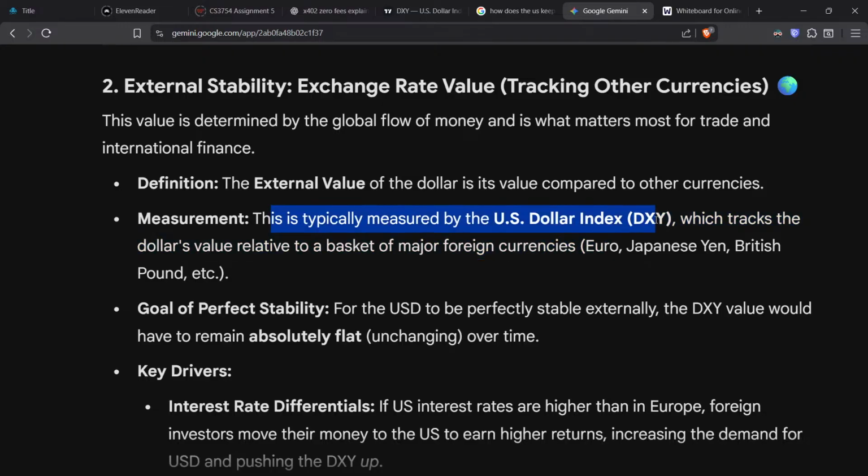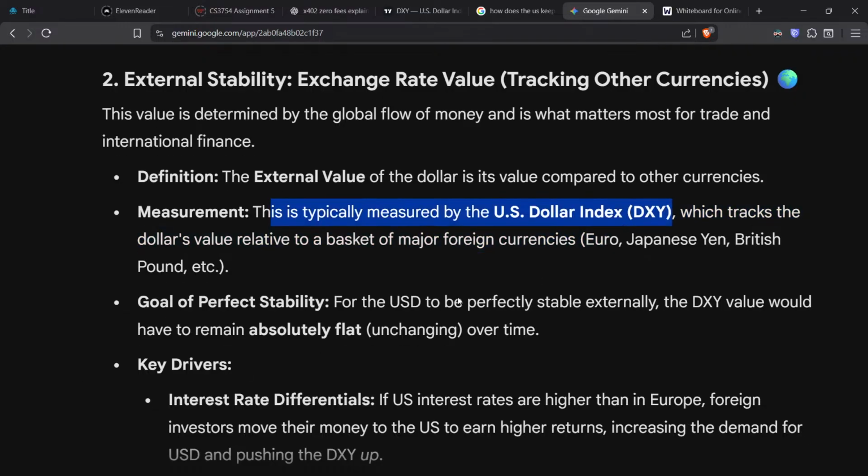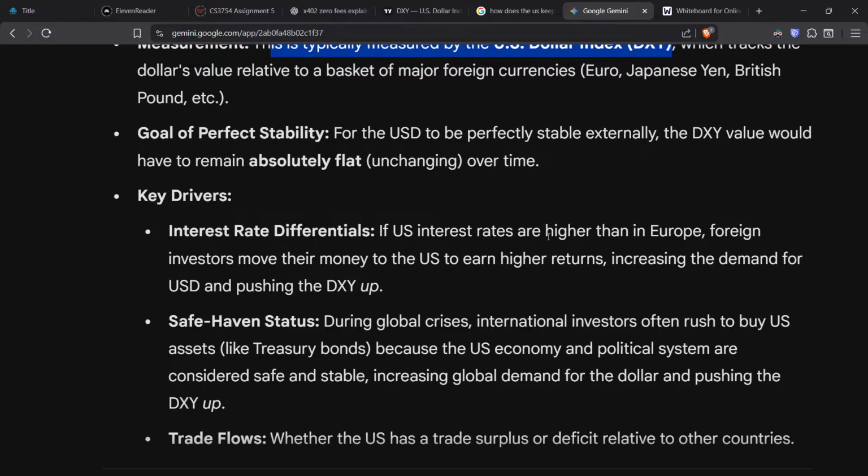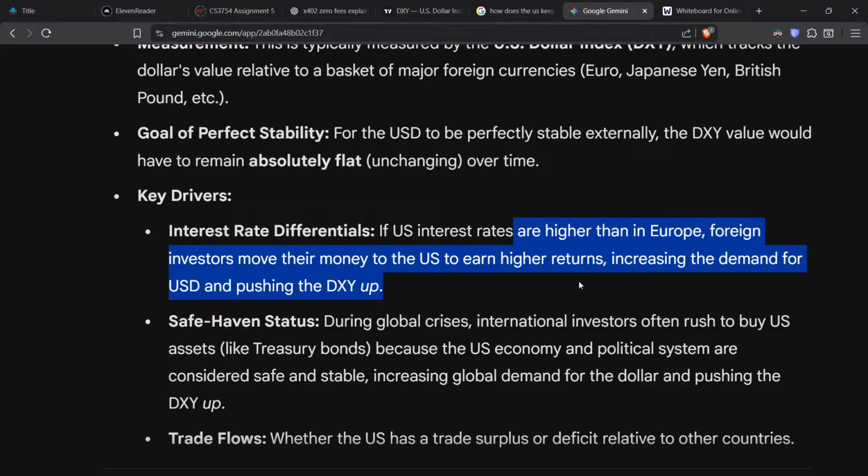This is typically measured by the US Dollar Index, which tracks a basket of major foreign currencies. For the US, a perfect DXY value... If US rates are higher than Europe's, foreign investors move their money, increasing demand during a global crisis.